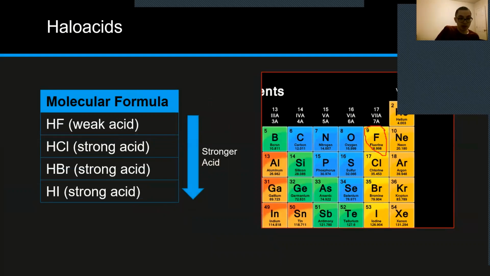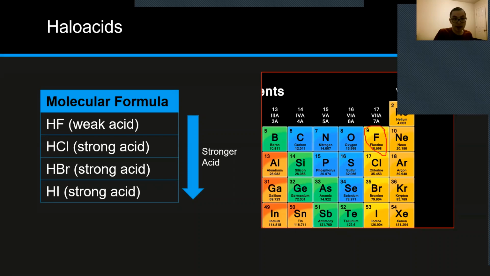All right, we were talking about why hydrofluoric acid is a weak acid while the rest of the haloacids are strong acids. This has to do with the size of the halide ion. So by halide ion, I'm talking about F minus, Cl minus, Br minus, and I minus. As we know, elements towards the top of the periodic table are smaller than the ones at the bottom. So as we're going down, we have larger elements.